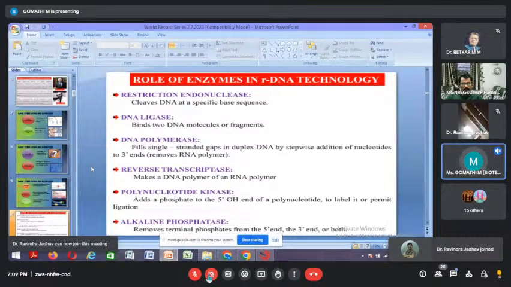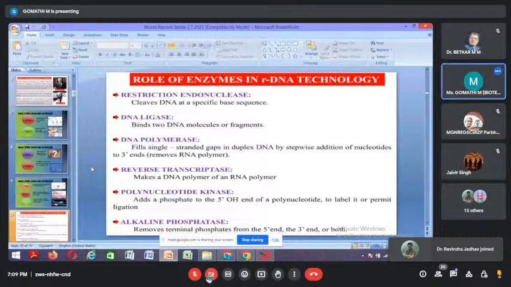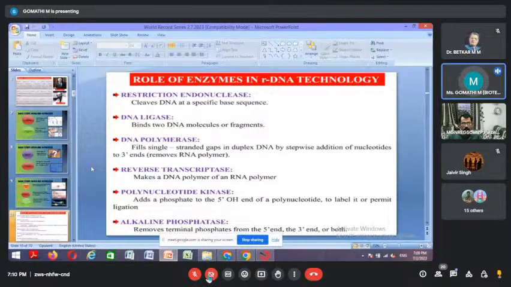And the fifth one is polynucleotide kinase. This enzyme adds a phosphate group to the 5' end of a polynucleotide to label it or permit ligation. For taking over to ligation, this enzyme adds a phosphate group to the 5' end of each fragment. And alkaline phosphatase removes the terminal phosphates from the 5' end, the 3' end, and both 5' and 3' end.